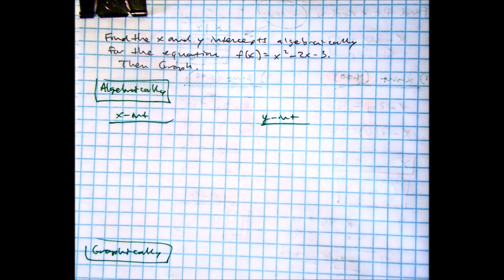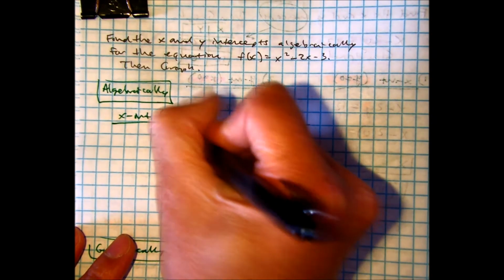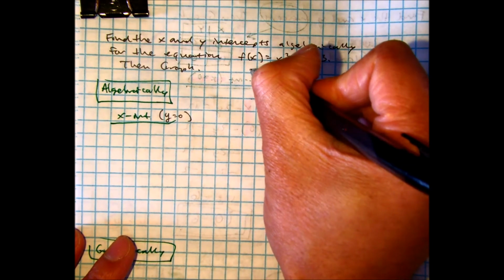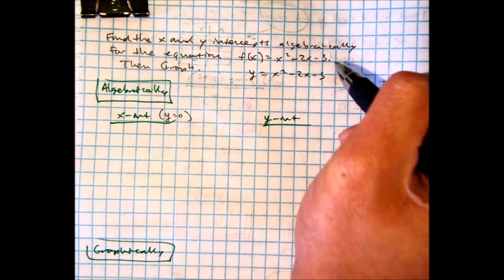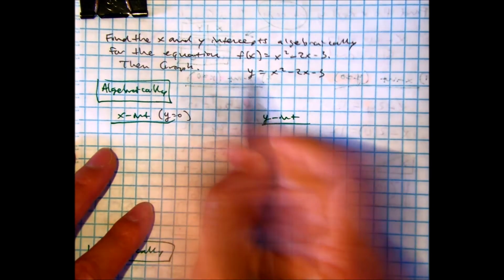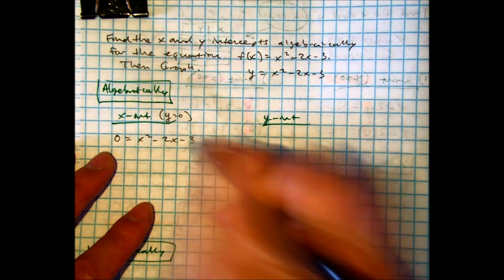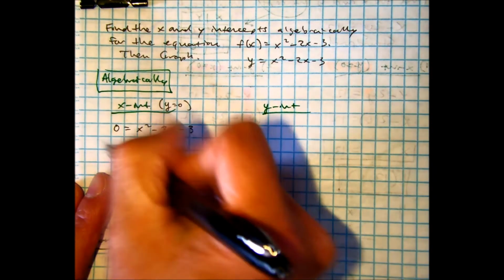Paul, to find the x-intercept, we need to make y equal 0. We just learned that instead of writing f of x, Paul, we can write y. So I have 0 equals x squared minus 2x minus 3. I don't know. Let's take a shot.